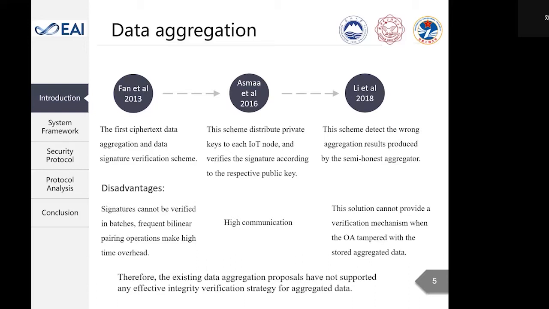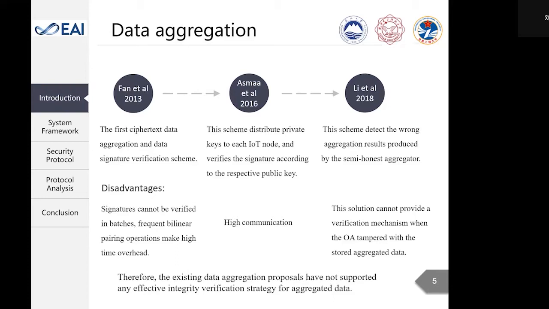Asma et al. proposed a data aggregation scheme, which distributes a private key to each IoT node and verifies the signature according to the respective public key. But this scheme has high communication overhead.